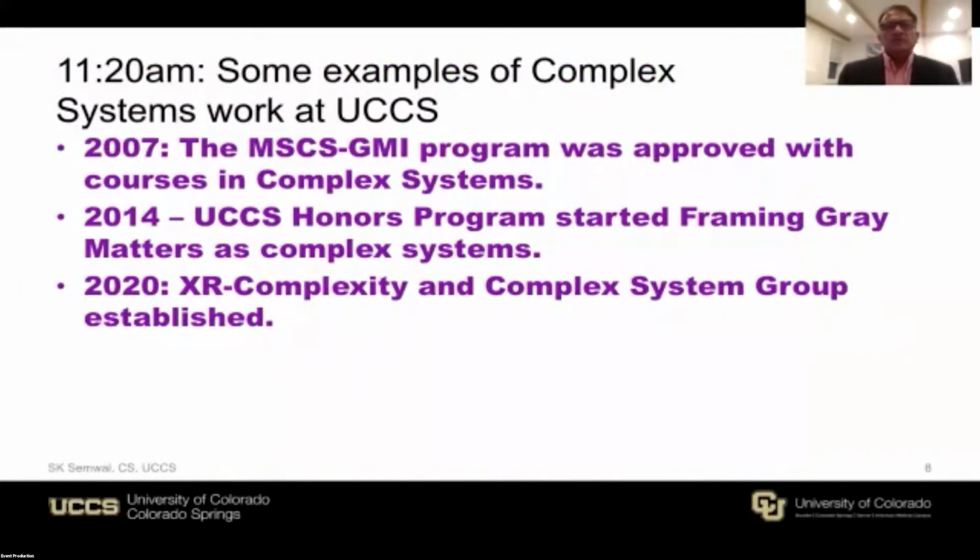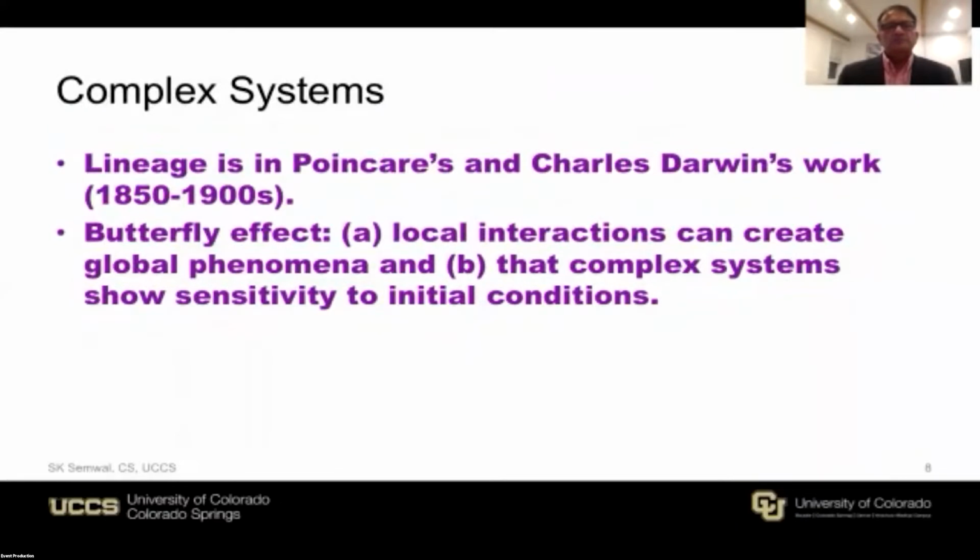Some examples of complex systems work at UCCS. In 2007, the Master of Science in Computer Science, Games and Media Integration program was approved with courses in complex systems. In 2014, the UCCS Honors Program started framing Gray Matters as complex systems. In 2020, the XR Complexity in Complex Systems group was established.